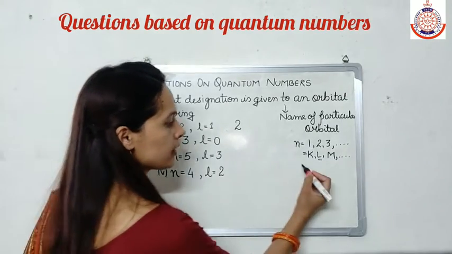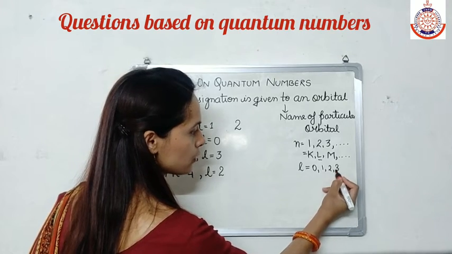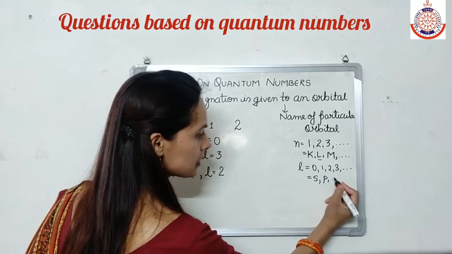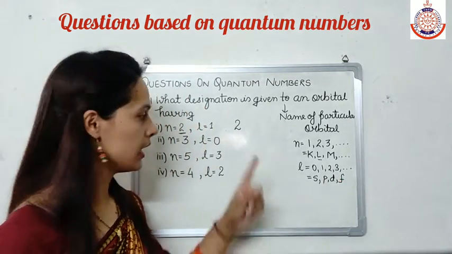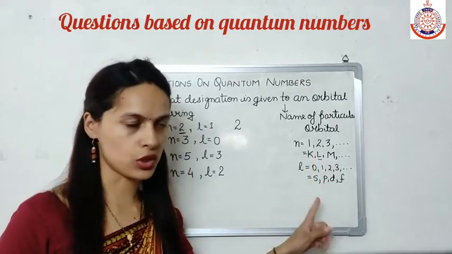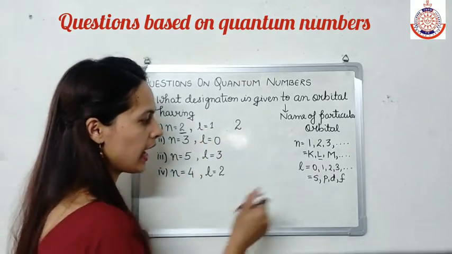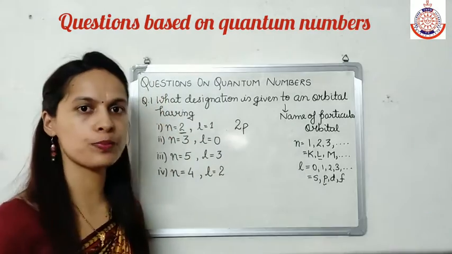Now the value of l starts from 0, 1, 2, 3 and so on, and for these the symbols are s, p, d, f. This represents the principal shell, and this represents the subshell. So 2 I'll write as it is, but in place of 1 I'll write p. So the name of the orbital becomes 2p.